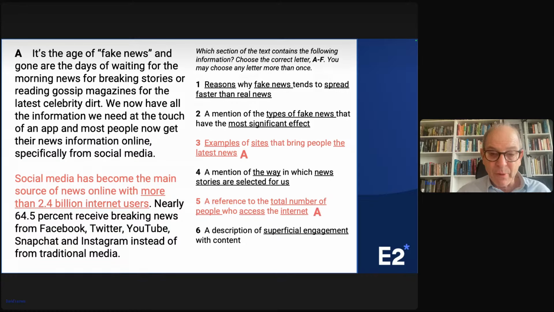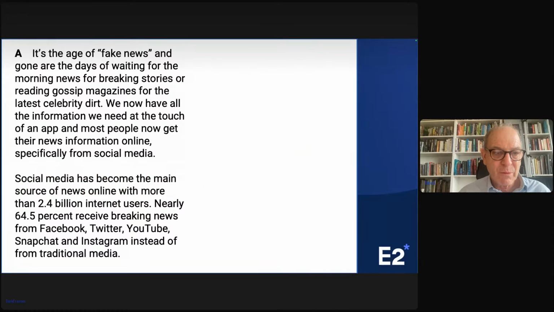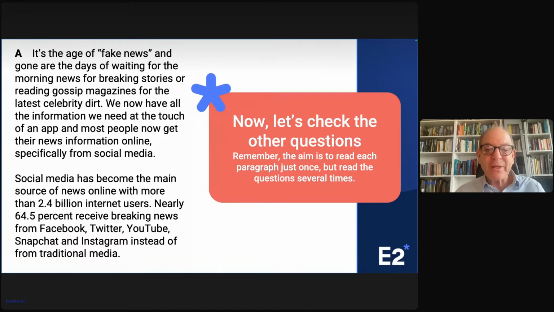Five is also a reference to the total number of people to access the internet, 2.4 billion internet users. Word for word is matched, so the meaning is identical. So we can identify that number 5 is also contained in paragraph A. Now let's check the other questions.